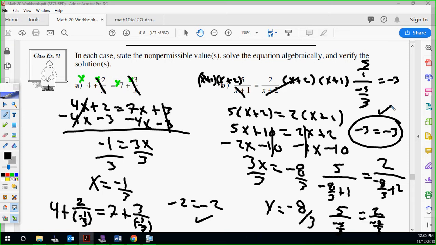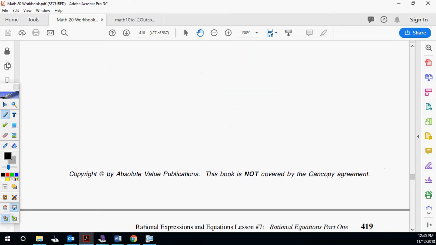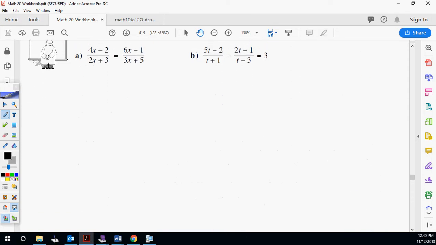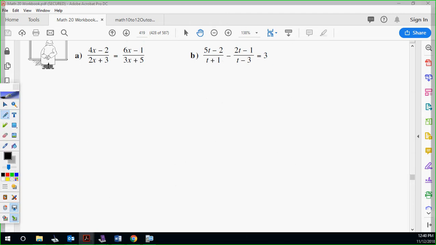How to do the next one? All right, so yeah, the next one. Okay, so the next one gets a little bit messier. It still is a rational equals a rational. So the strategy is to cross multiply. So yes, you have to cross multiply, and yes, you have to FOIL.